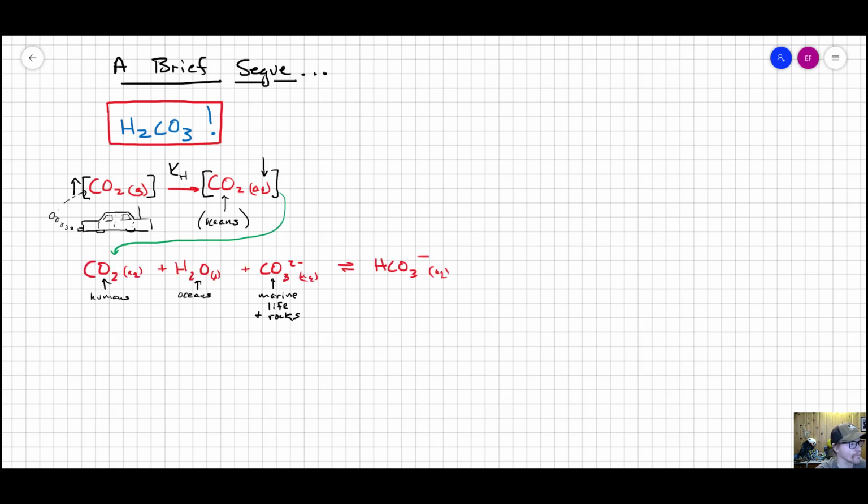Well, that aqueous CO2, that dissolved CO2, then can react with the water directly in whatever those water media are, whether they're oceans or lakes or streams or whatever, and then it continues to react with carbonate in solution. So carbonate is CO3 2-, and there's an equilibrium concentration of carbonate in all aqueous systems on Earth.